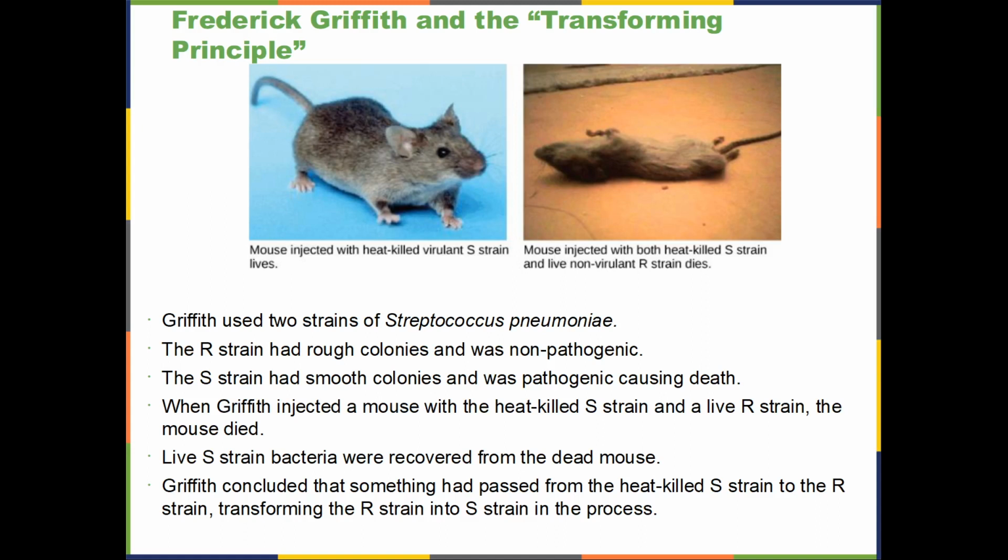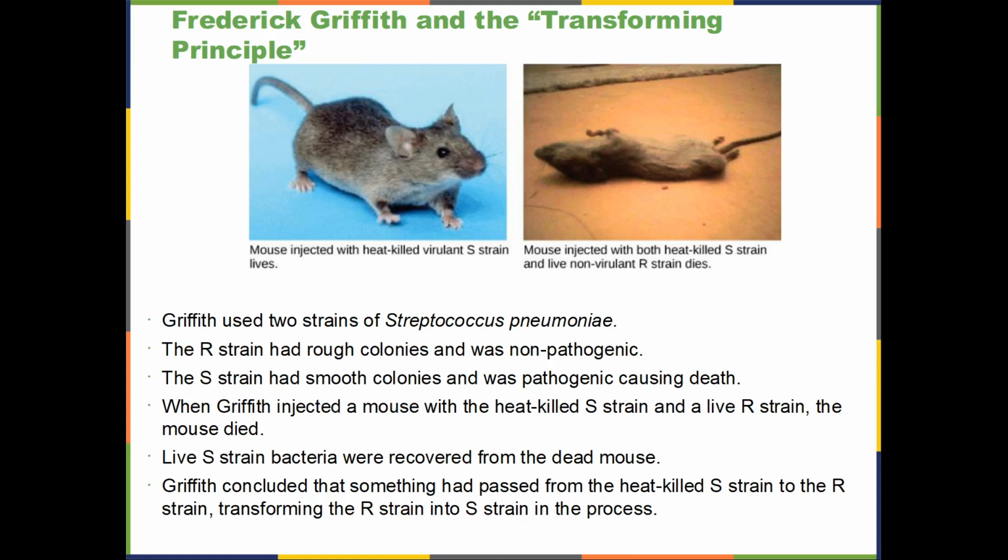Now, when he looked at the dead mouse, he was able to recover live S strain bacteria. All right, so we killed the S strain. We injected only dead S bacteria and only living R bacteria, but we recovered live S strain bacteria. So something happened. Somehow, information that made these bacteria R or S was transferred from the dead bacteria to the living bacteria.